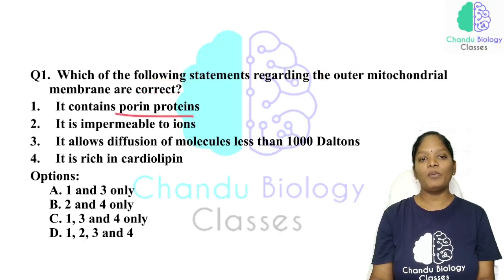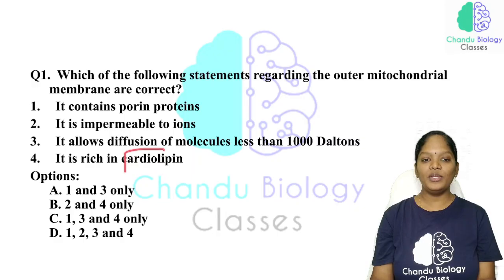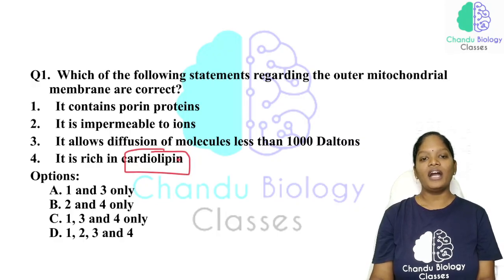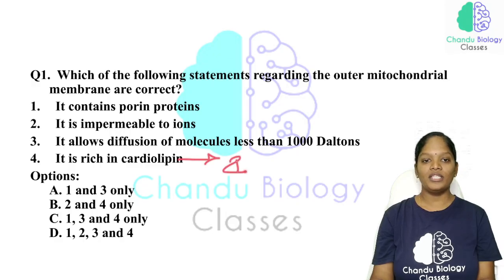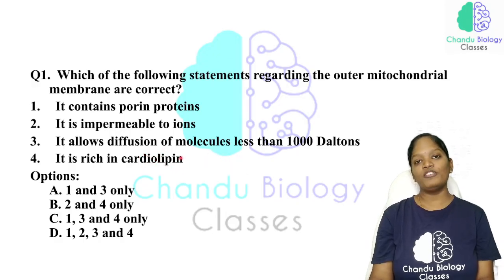It contains porin proteins. It is impermeable to ions. It allows diffusion of molecules less than 1000 Daltons. It is rich in cardiolipin. See, it is rich in cardiolipin. Just now we have studied that cardiolipin is present only in the inner mitochondrial membrane, not in the outer. So we can easily identify that option 4 is wrong.